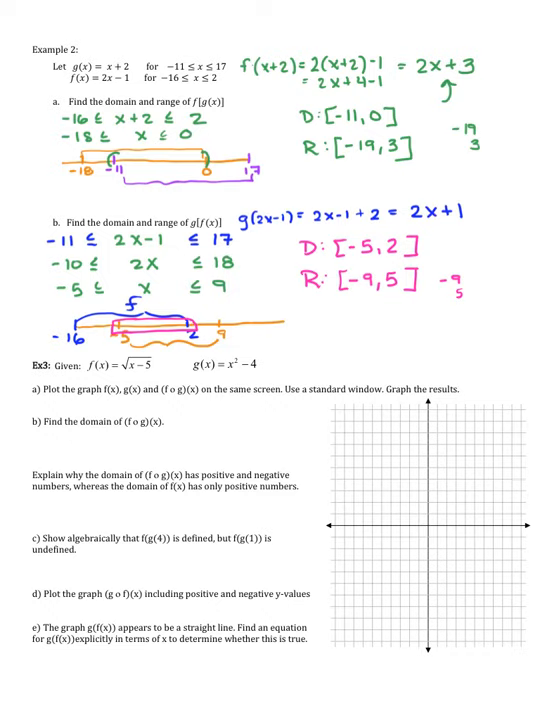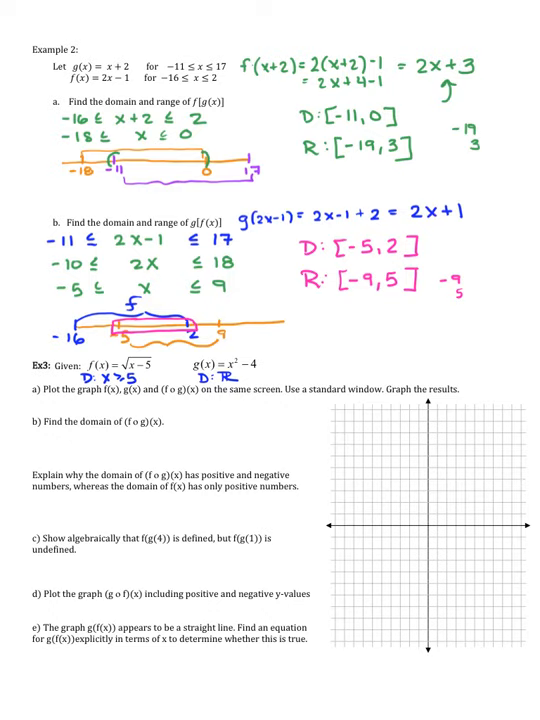So we have a problem down here. Given f of x is the square root of x minus 5, hopefully you realize the domain means that x has to be greater than or equal to 5. That's a built-in restriction. And then we have g of x is x squared minus 4. That one actually has a domain of all real numbers because it's a quadratic. So they want us to plot the graph of f of x, g of x, and f of g of x on the same graph.